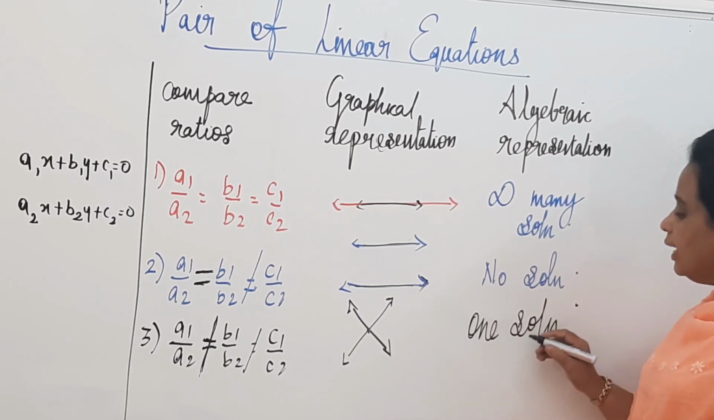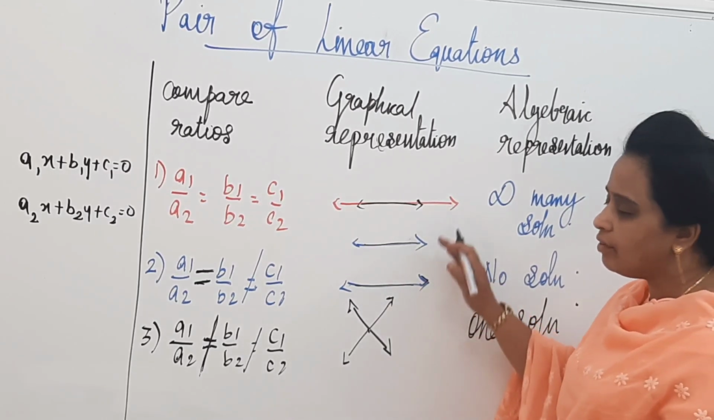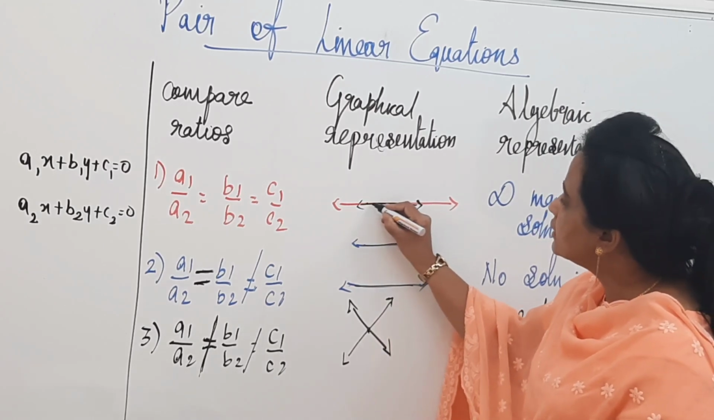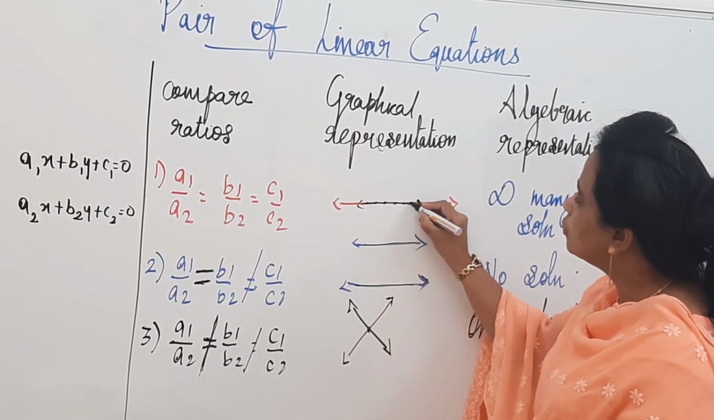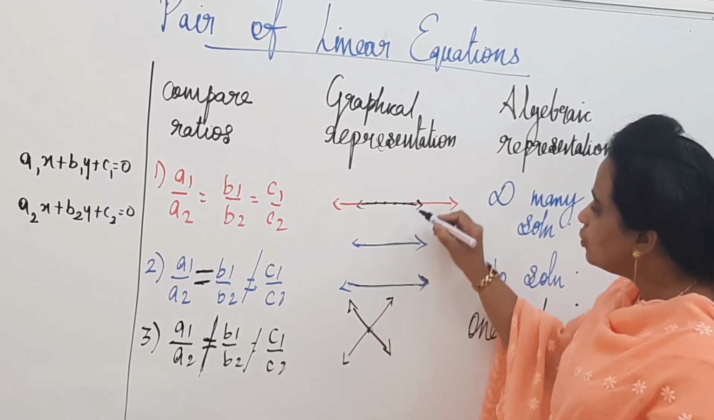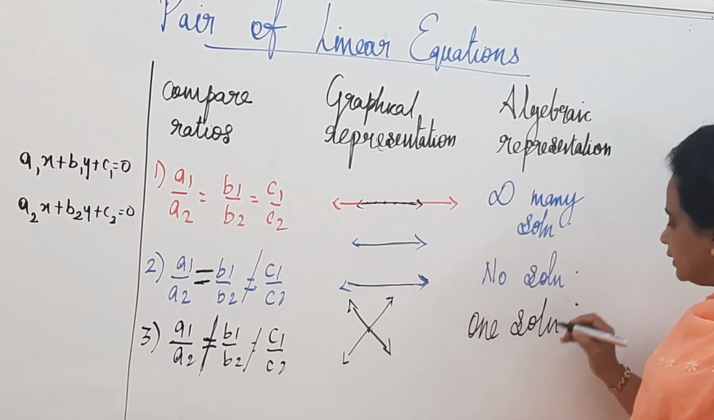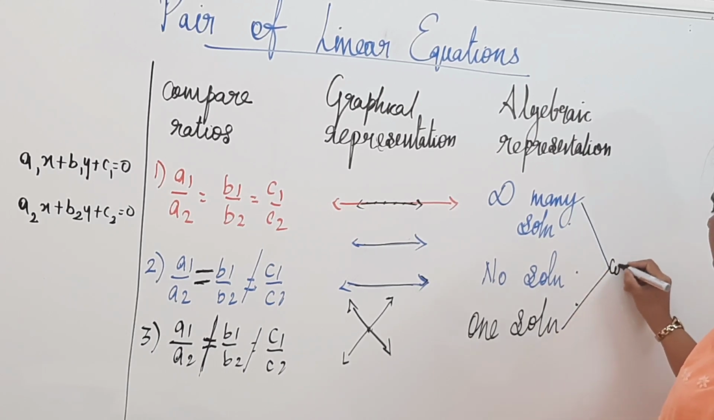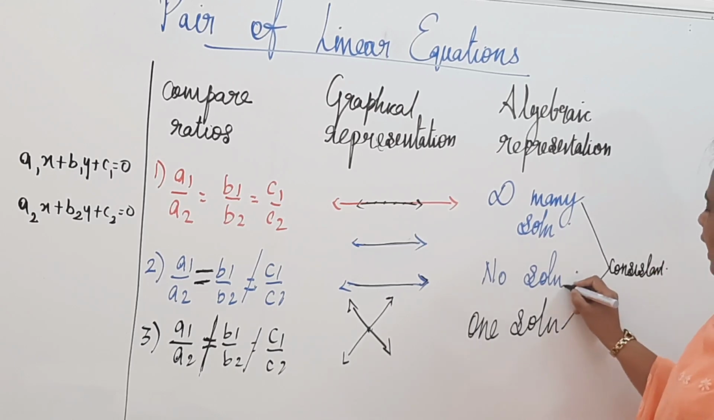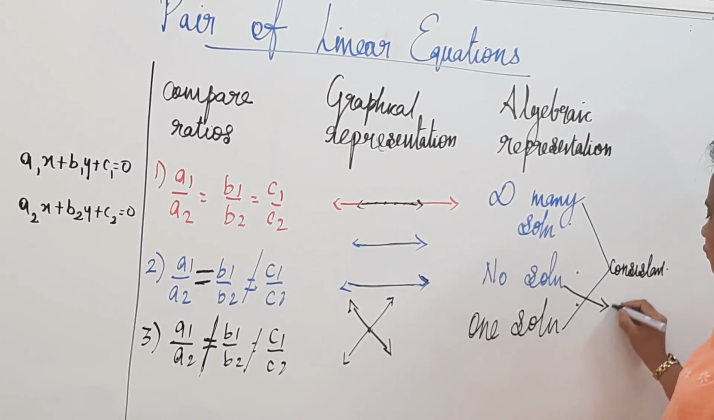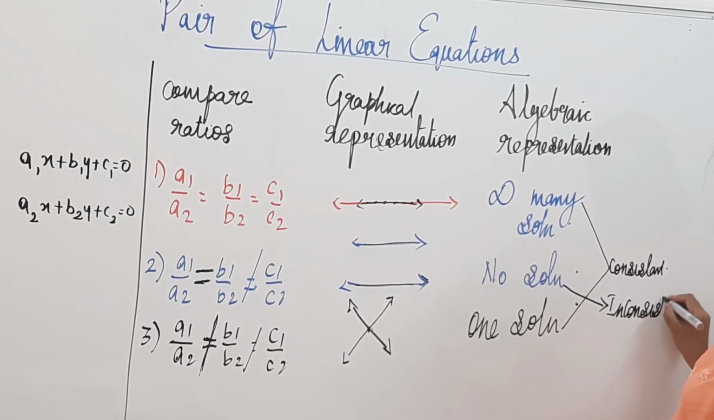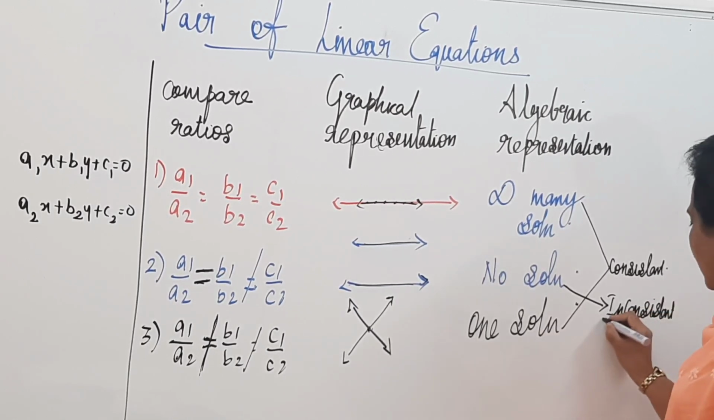Now I conclude, if the lines are having at least one solution, that is this one and this is many solutions these two lines are having. So one solution at least it has, then we say these two are consistent. And no solution, we say it is inconsistent.